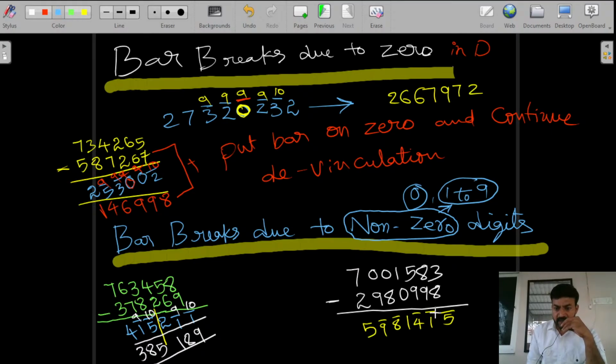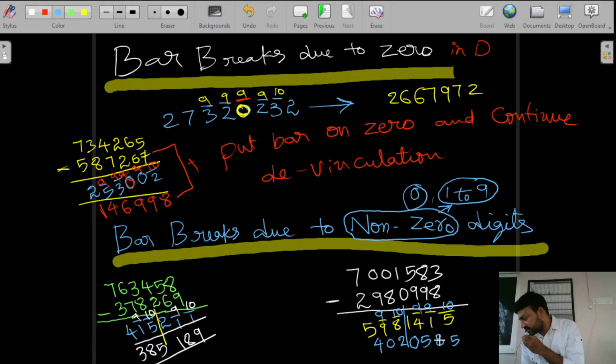So all from 9, last from 10, but the bar breaks due to a non-zero digit. So you have to separate into 2 parts, all from 9, last from 10. So remember, 10 minus 5, 5. 9 minus 1, 8. 9 minus 4, 5. Predecessor of 1 is 0. And here restart the devinculation process. So 10 minus 8, 2. 9 minus 9, 0. Again the predecessor of 5 is 4. 4 0 2 0 5 8 5. Yes, Sai Baba, you're right.